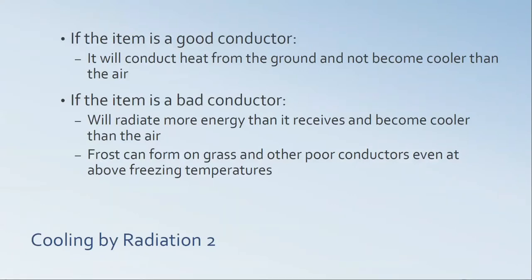And this is why sometimes you can get up on a cold morning and you can see frost on the grass even though it never got below freezing that night. Or sometimes you can come out and there's frost on your windshield of your car even though it never got below freezing the night before. And that's because the glass is a poor conductor and it actually gave off more energy than it received and became cooler than the air around it.